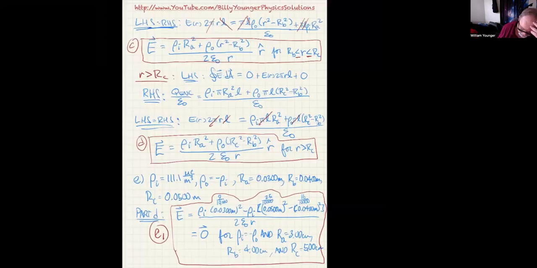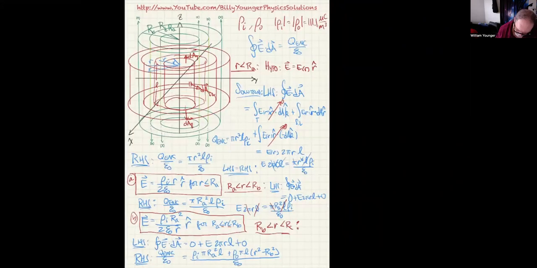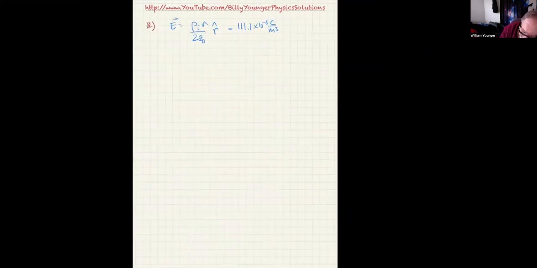Now the other parts are not necessarily much more complicated. I just got to go back and add the things in. So for instance, we had rho I r over 2 epsilon naught. So for part A, we had E is equal to rho I r over 2 epsilon naught r hat. So this ends up becoming 111.1 times 10 to the negative 6 coulombs per cubic meter. Let me check my math. I think that was right. Rho I r over 2 epsilon naught. Yep, that works. Got it all right.